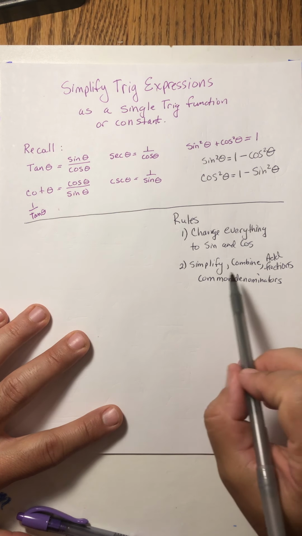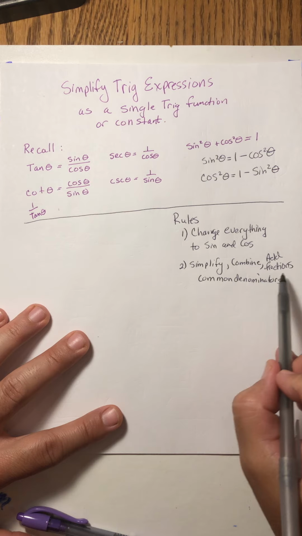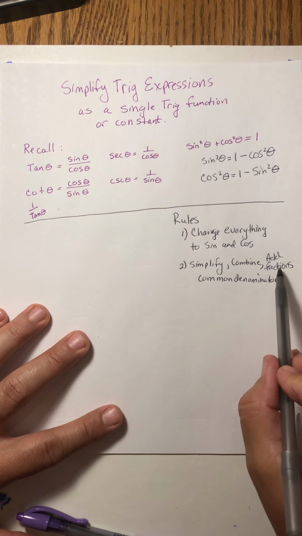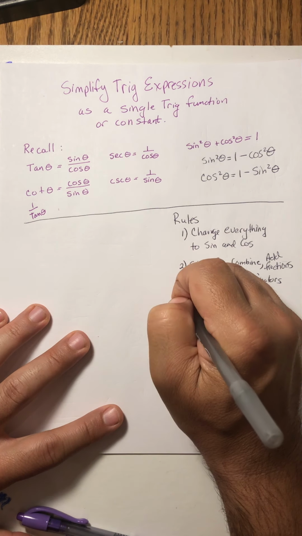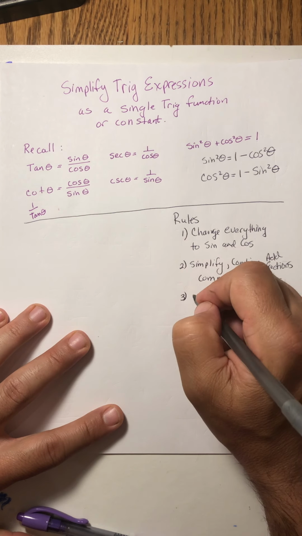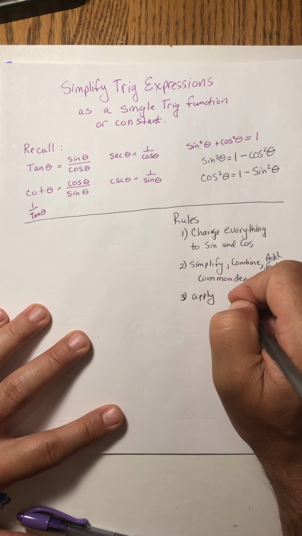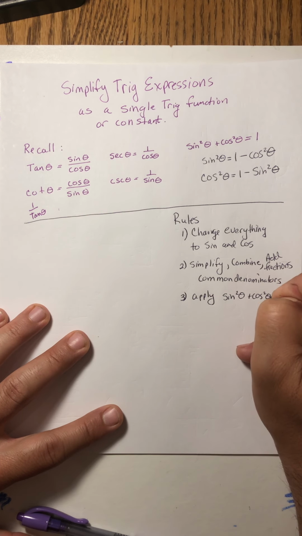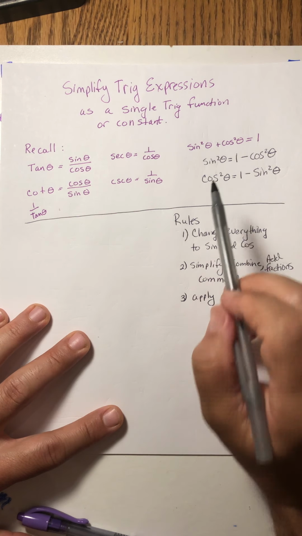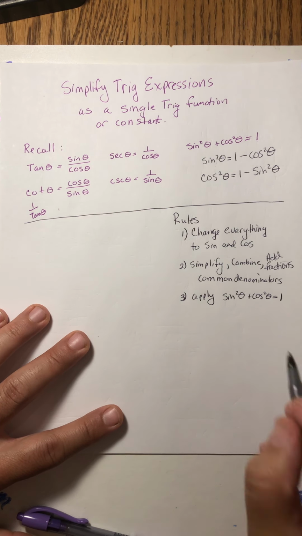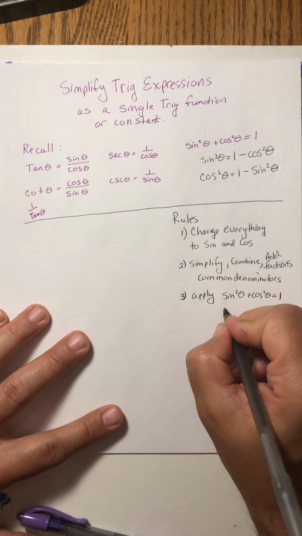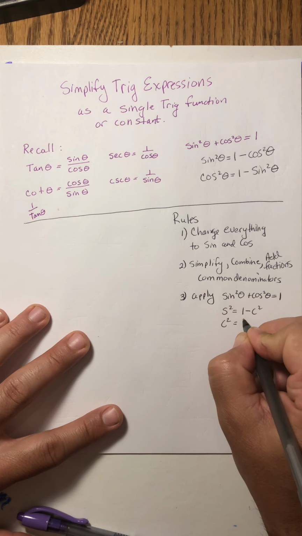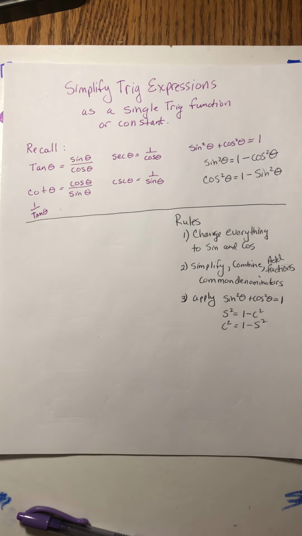So you multiply, you simplify. Our whole purpose is to clean it up as much as we can, so we have either a single expression, or when all else fails, the final step is we apply sine squared of theta plus cosine squared of theta equals 1, and its other variations. Okay, so I'm going to write it using just single letters. S squared equals 1 minus cosine squared, or cosine squared is equal to 1 minus sine squared. All right, let's look at a couple.